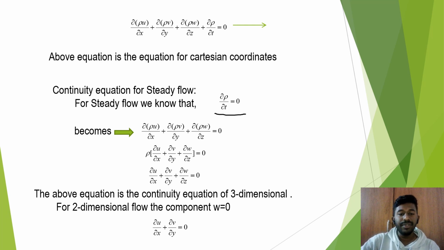On further simplification, we get del u by del x plus del v by del y plus del w by del z is equal to 0. Now this above equation is for the continuity flow in three dimensions, in x, y and z axis. For two-dimensional flow, the component w is equal to 0. Therefore, we get del u by del x plus del v by del y is equal to 0.